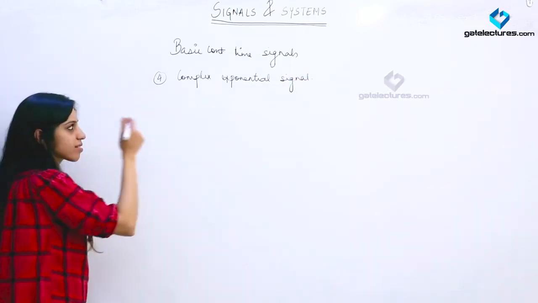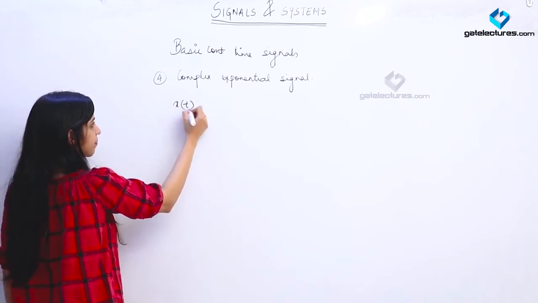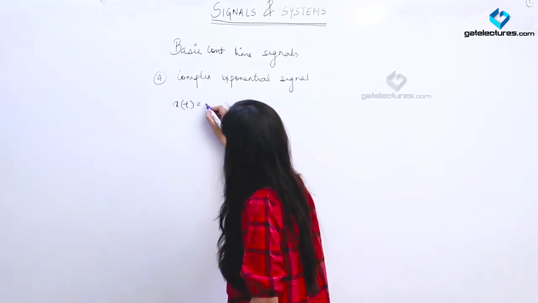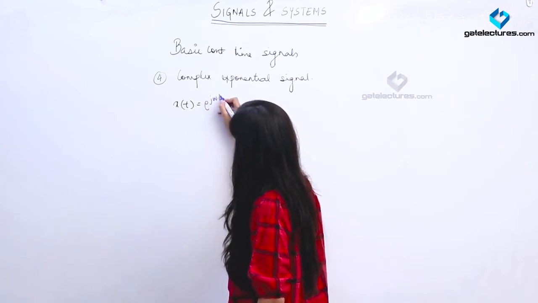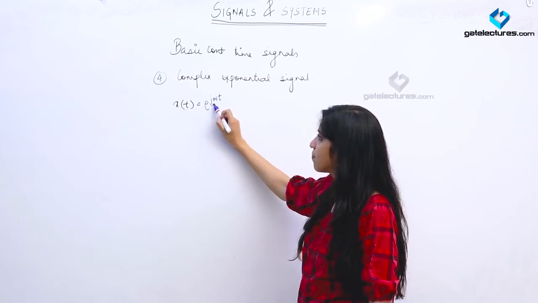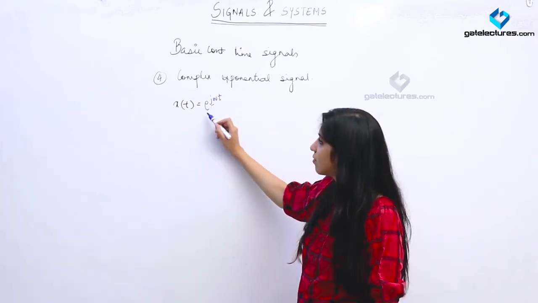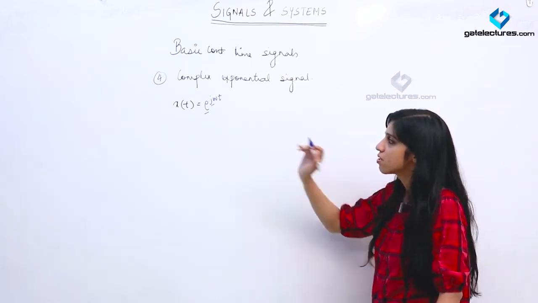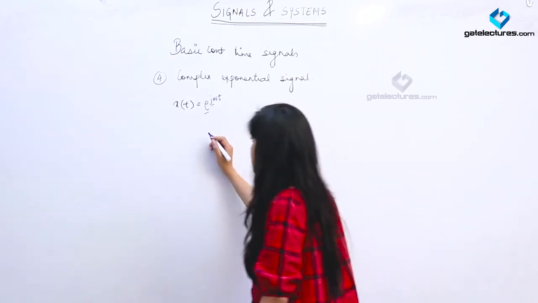So we are defining a signal x(t) as e to the power j omega t. Since this signal has a j in it, it is going to be a complex signal. We have an exponent here, so this is an exponential signal. This is known as a complex exponential signal.